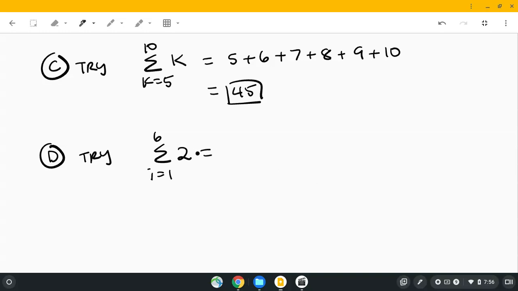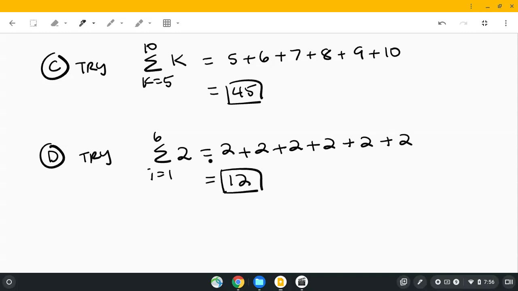Okay, because there's no i here, that means every single term in the sequence is 2. The first term, 2. The second term, 2. The third term, 2. Fourth term, 2. The 100th term, 2. Every single term is the same. They're all 2s. So first term, second term, third term, fourth term, fifth term, and the sixth term. And that's going to give you 12. So don't be scared if there is no variable here. That just means that all the terms are the same.